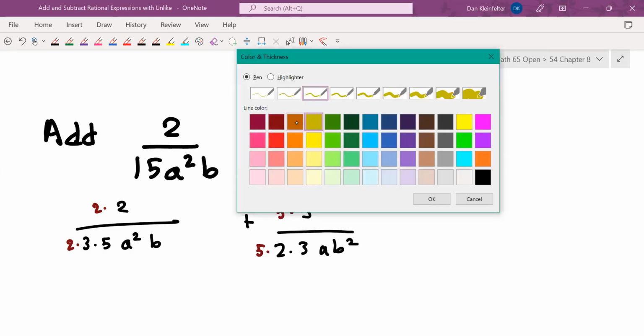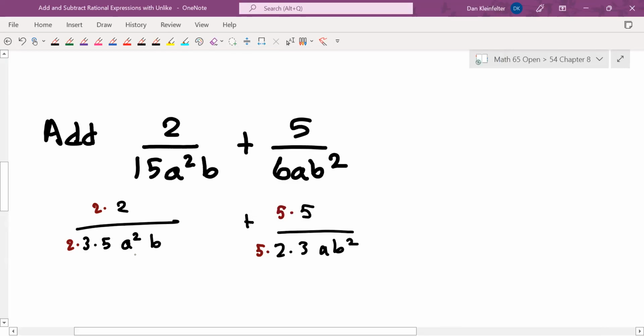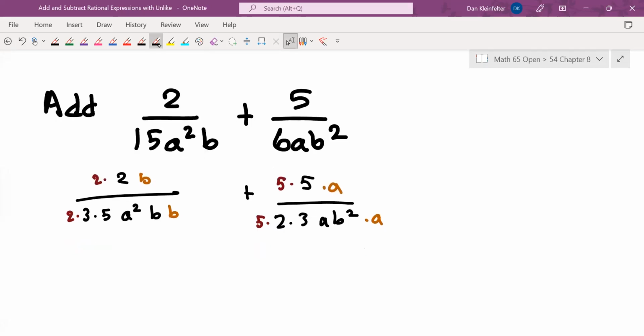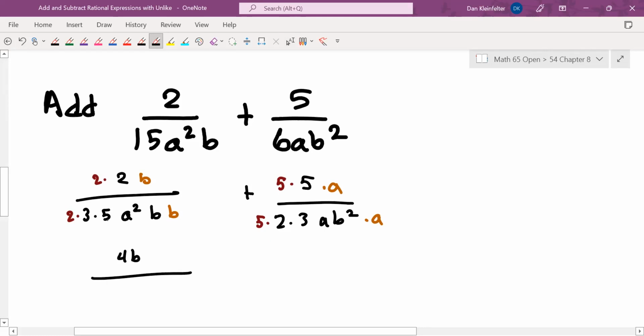So now we want to take care of the letter parts. The first fraction has an a squared in it, whereas the second one is only an a. So we're going to need to insert another factor of a in that second fraction. The second fraction has a b squared in it, that is, there's 2 b's, and so we're going to need to multiply that first fraction's top and bottom also by a b. So we're going to have 4b over, and that's 6 times 5, or 30, a squared b squared. And then we'll add to that 25a over 30a squared b squared.